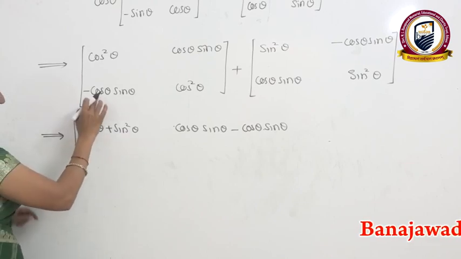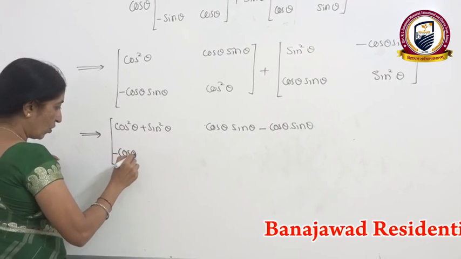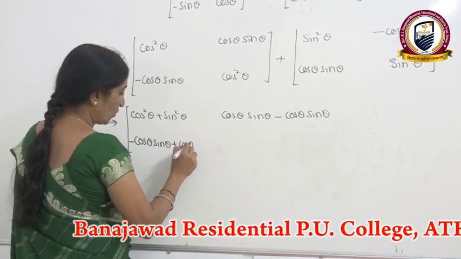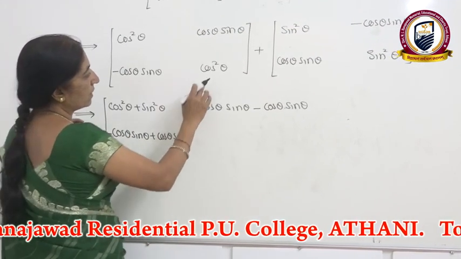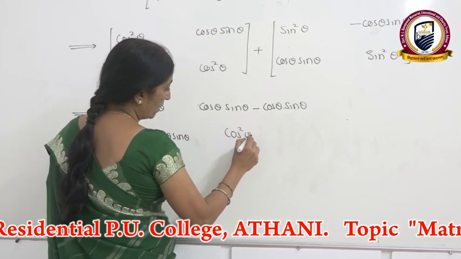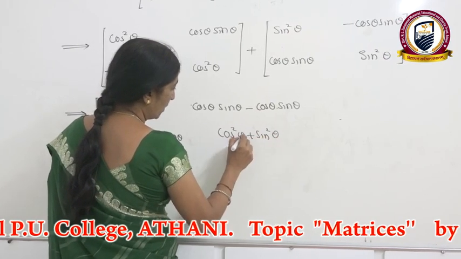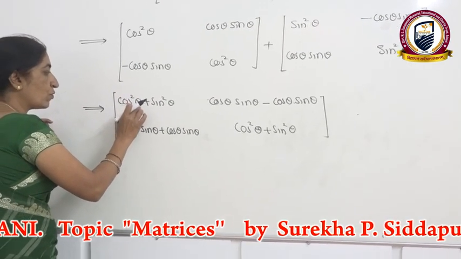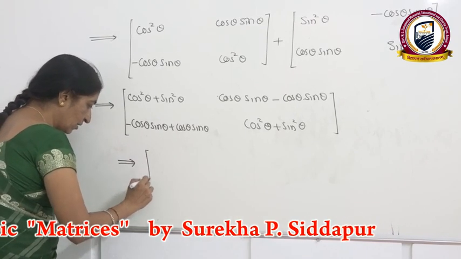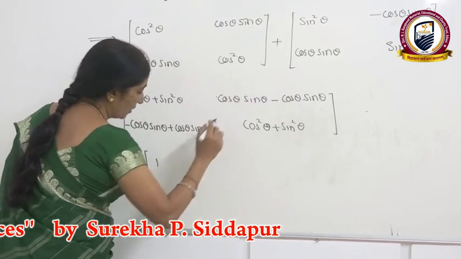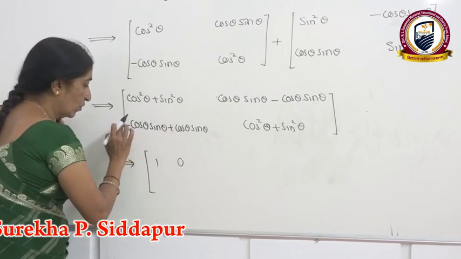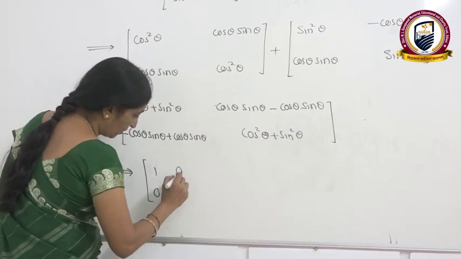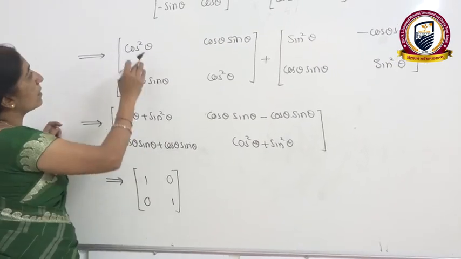Coming to the second row, the first element is minus cos theta into sin theta. This is plus cos theta into sin theta. Coming to the next term, that is cos square theta plus sin square theta. And all the students are familiar with basic identities. What is cos square theta plus sin square theta? That is 1. And here the terms cancel, 0. Here also they cancel because one is negative and one is positive. And the next one is cos square theta plus sin square theta. So this is the simplified answer of the given problem.